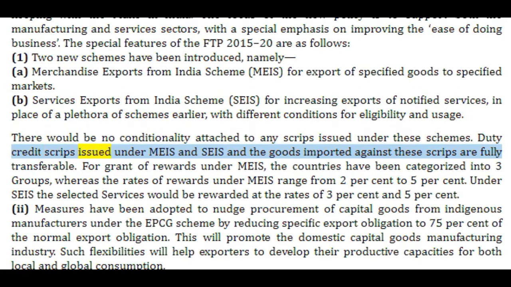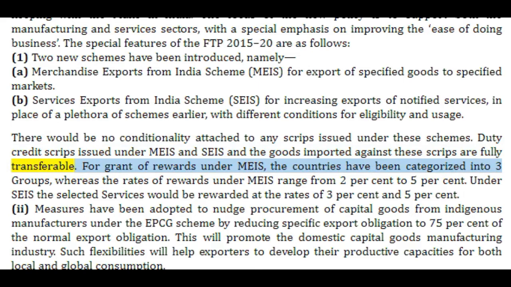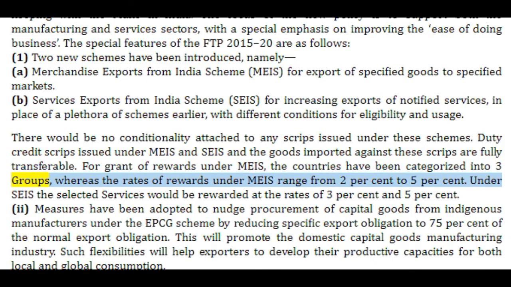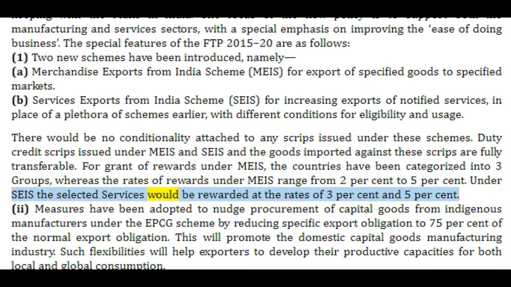Duty credit scrips issued under MEIS and SEIS, and the goods imported against these scrips, are fully transferable. For grant of rewards under MEIS, the countries have been categorized into three groups, whereas the rates of rewards under MEIS range from 2% to 5%. Under SEIS, the selected services would be rewarded at the rates of 3% and 5%.